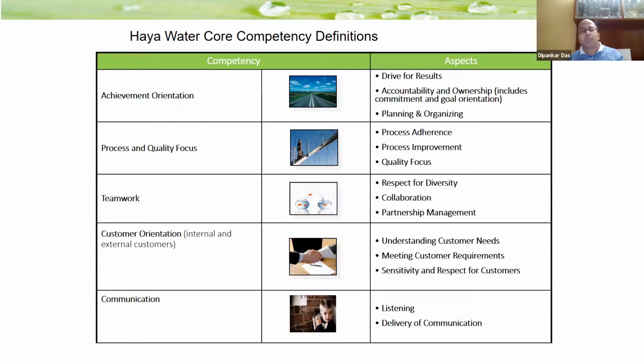For example, teamwork. What does teamwork mean? If I do not mention what it means, you will think all kinds of things. Whereas here, for higher levels, it means respect for diversity, collaboration, and partnership management. Similarly, customer orientation means understanding customer needs, meeting customer requirements, sensitivity, and respect. So therefore, each competency will have many meanings coming out of it, and then the meanings also can change level wise. Like I talked about, communication means something to the frontline worker, means something else to the leader. But communication, as such, as a competency, it is there across for everybody.